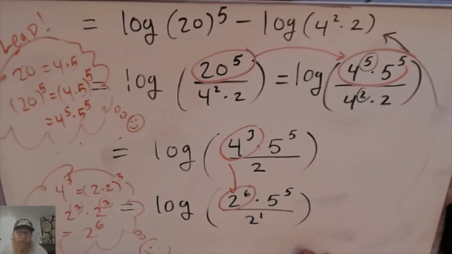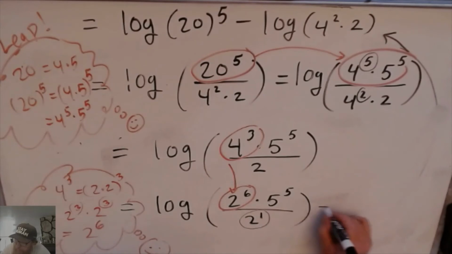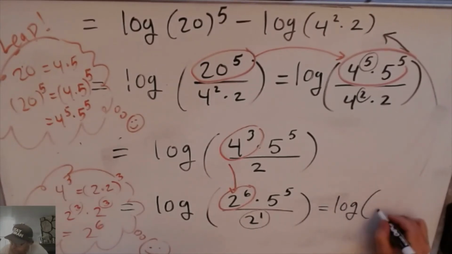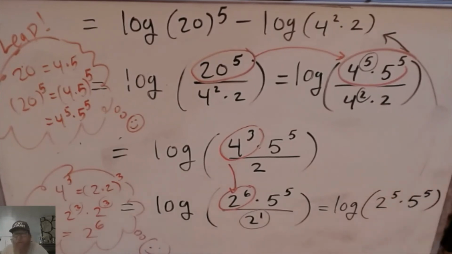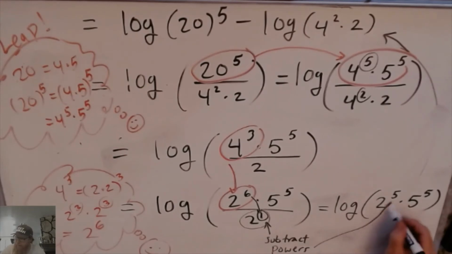And I know at this point you're like, really? Are we there yet? We're almost there, okay? We're going to use the quotient property one more time. We have 2 to the 6th divided by 2 to the 1. So we're going to subtract those. Six minus 1, you're going to subtract the powers. And that gives you 2 to the fifth.